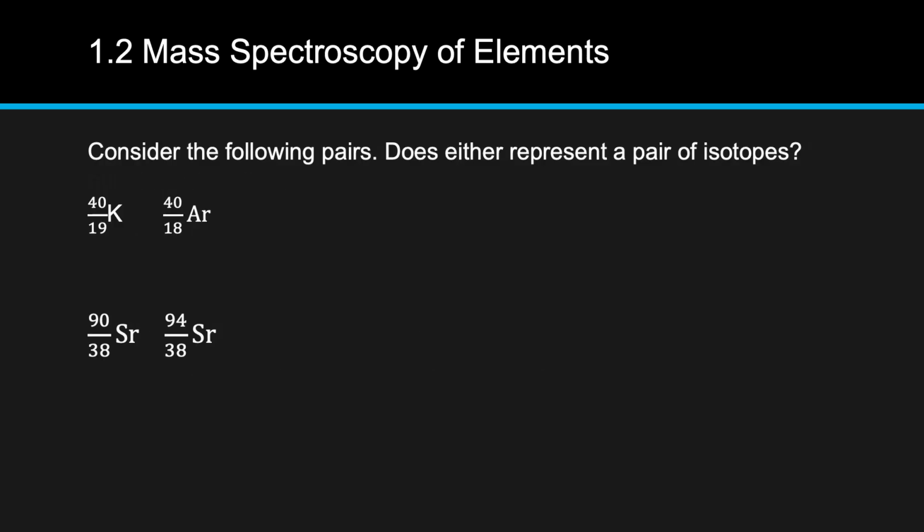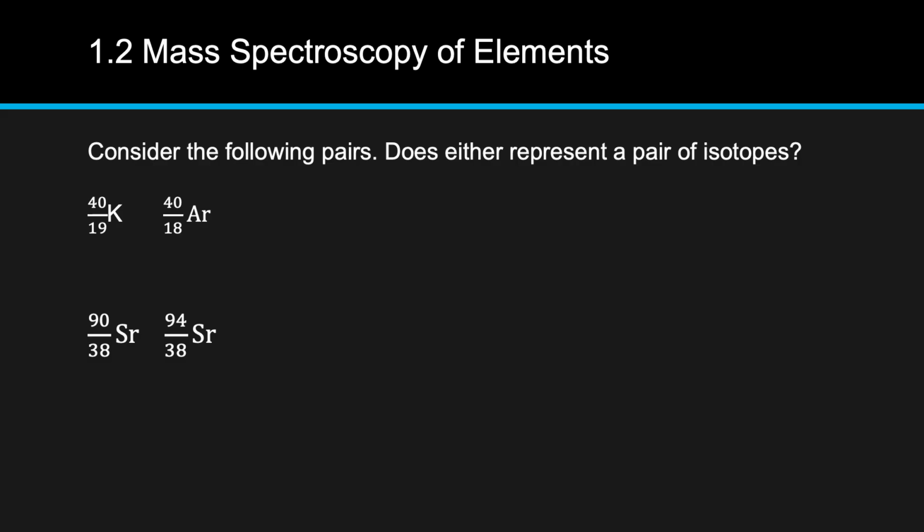So consider the following pairs. Does either represent a pair of isotopes? The first pair is potassium and argon. We see that they have the exact same mass number, which is the number on top, the number of protons and neutrons, but they have a different number of protons, which is why they're different elements. Now remember in the last slide we talked about isotopes having the same number of protons and electrons, but a different number of neutrons. Here we have two elements with a different number of protons, so they are not isotopes.